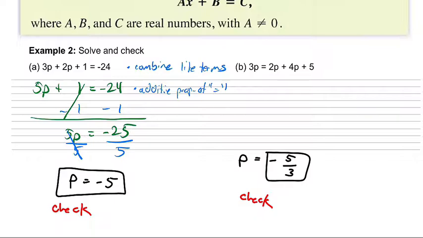Okay. And so you can check that. You can check by replacing p with -5 in the original, and you should finish with the true statement. I'm going to leave that as an exercise and move on to the next one.